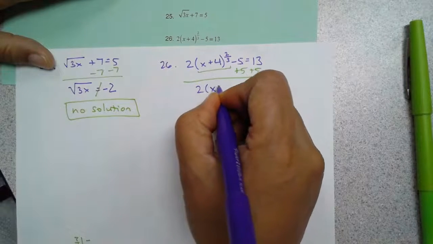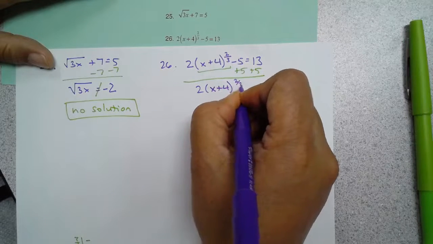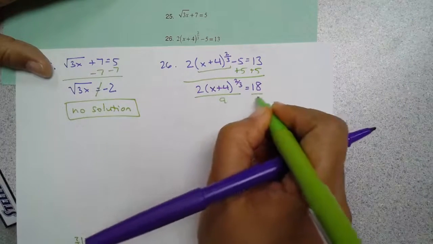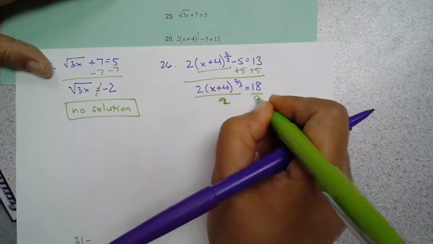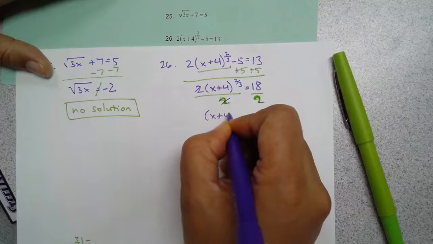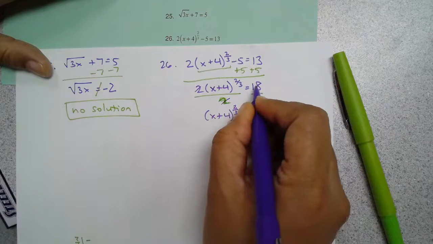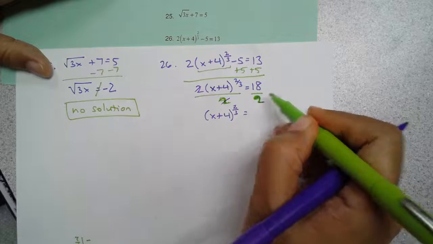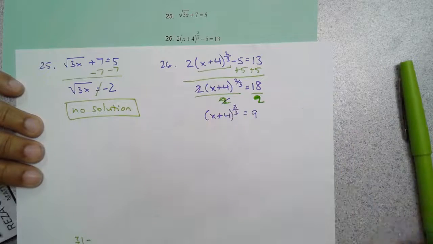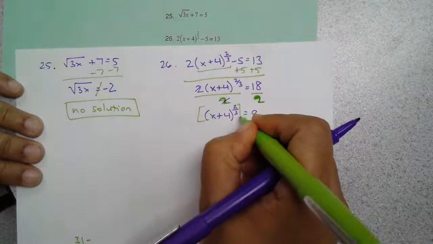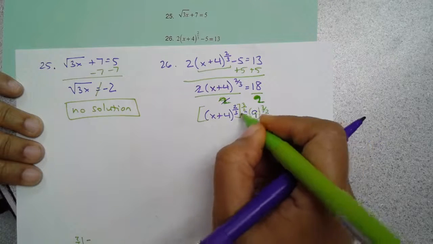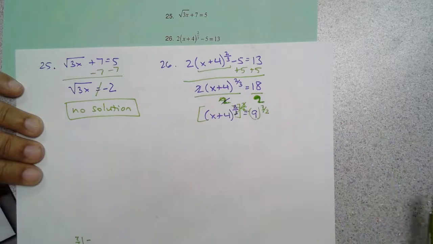Okay, so we have the x plus 4 raised to the 2/3 power equals 18. We still have to get rid of the 2, so we're going to divide both sides by 2, not 9. Divide by 2. This cancels. We have x plus 4 raised to the 2/3 power equals 18 divided by 2, which is 9. All right, now at that point, we want to raise it to the reciprocal power. And the reciprocal of 2 over 3 is 3 over 2. So the 3's cancel, the 2's cancel. That's why we raise it to the reciprocal power.